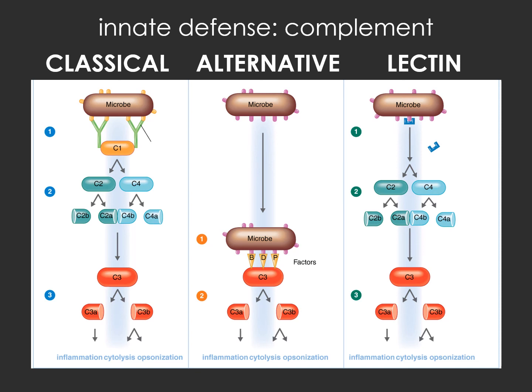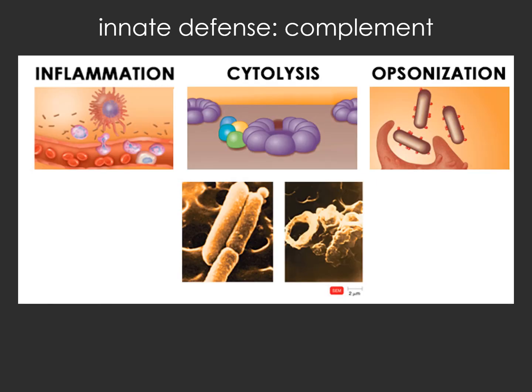This is especially important for binding to gram-negative bacteria. These lectins bind to the microorganism, and then the complement proteins recognize that the lectins have bound. But what's important to see here is whether you're talking about activation of complement because of the immune system, activation of complement all on its own, or activation of complement because of some innate factor, the result is going to be the same. And the result is inflammation, cytolysis, and opsonization.